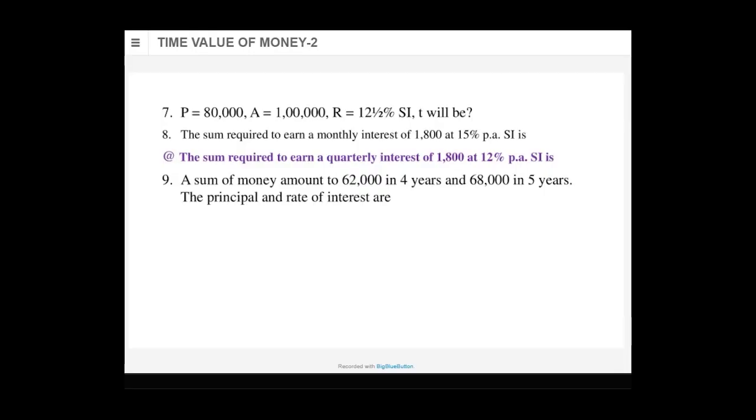The sum required to earn a monthly interest of 1,800. According to me, the answer should come to 1,44,000. Either you make that monthly interest annual, 1,800 for a month. For annual, you'll have to multiply it by 12. That's one way. Otherwise, you take that period monthly, so 1/12. One month is 1/12.